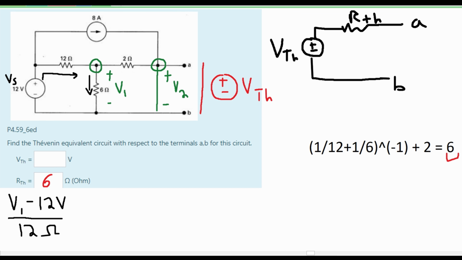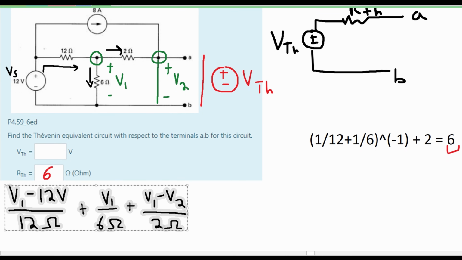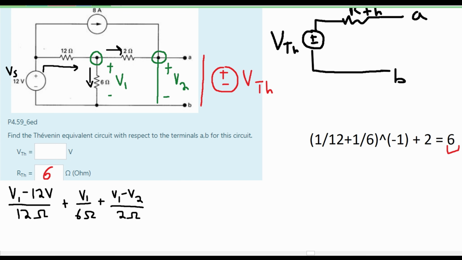Next, we're going to handle the actual V1 itself, so we will have a plus V1 over 6 ohms of resistance, and then we have this V2 going out of it, V1 minus our V2, and this is all over the 2 ohm resistor. Now we have 2 unknowns here. We have V1 and V2. Also, this is set equal to 0 because of Kirchhoff's current law, but we have the V1 unknown and the V2 unknown. So we need to find this.